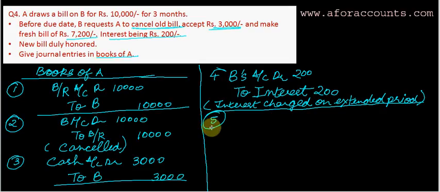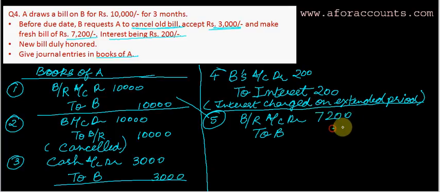Now a new bill needs to be made. So for making the bill, I will do bills receivable account debit to B, same as my first entry while making bills receivable, but the amount is now 7,200. Okay, now what happens is new bill duly honored.